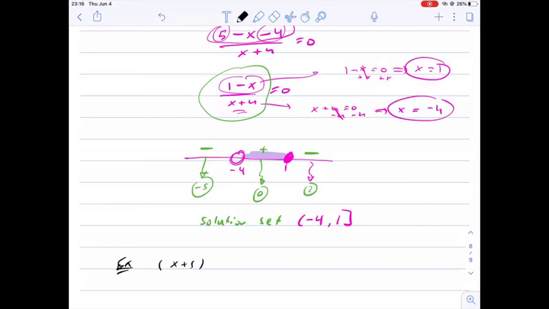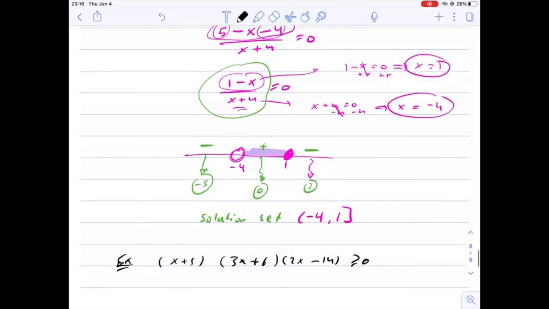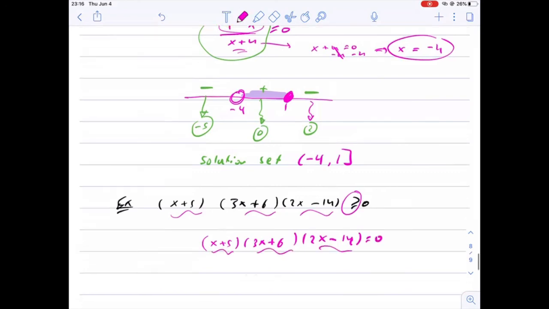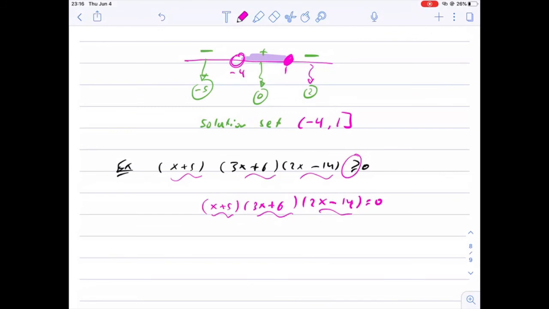If we have x plus 5 times 3x plus 6 times 2x minus 14 greater than or equal to 0, we want to solve this. Since these are factors, we first set this equal to 0. And then we set each one of these equal to 0 using the 0 factor property. x plus 5 equal to 0, 3x plus 6 equal to 0, and 2x minus 14 equal to 0. Then we solve this to get negative 5, this to get negative 2, and this to get 7.